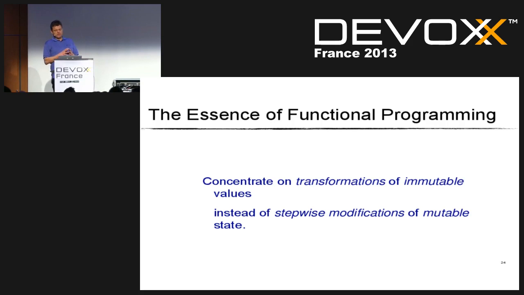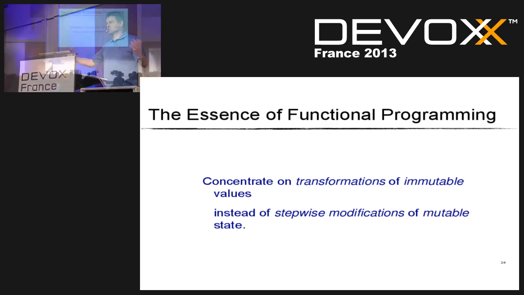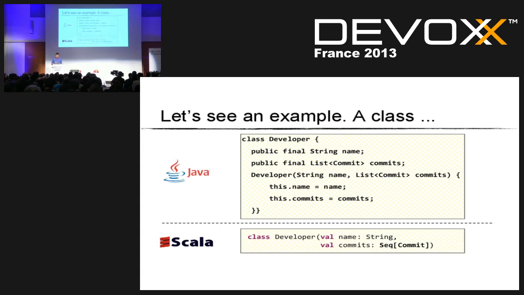So the essence of functional programming then is that instead of stepwise modifications of mutable state, which is what we did so far, we concentrate on transformations of immutable values. And these transformations are often bulk transformations. So in a single step, I could map a structure to some other structure. So let's see an example.